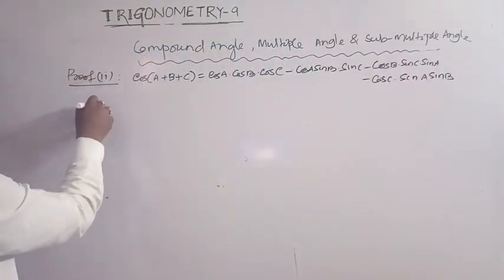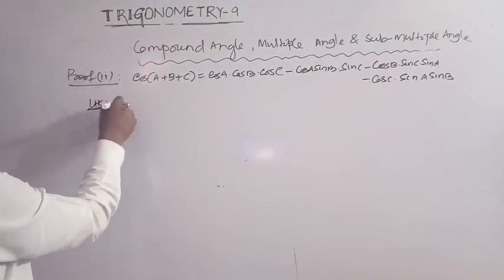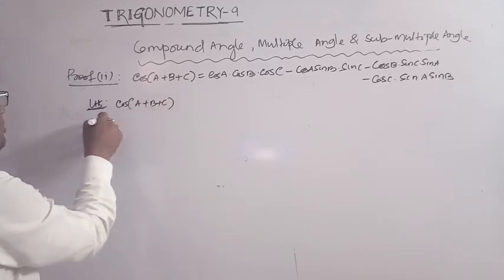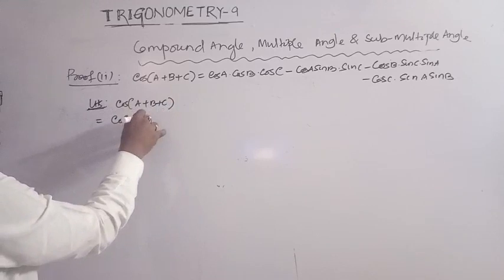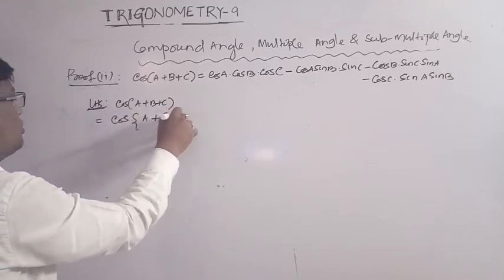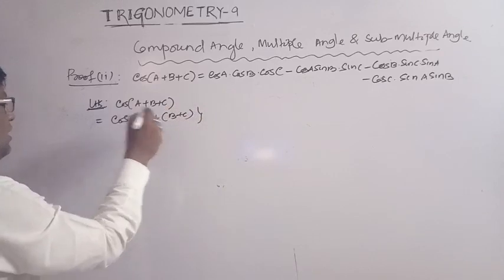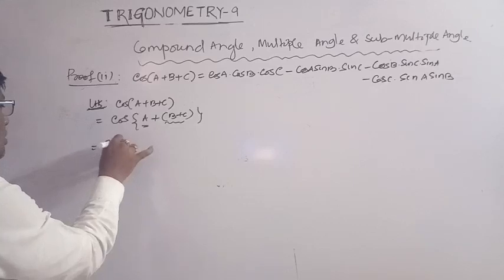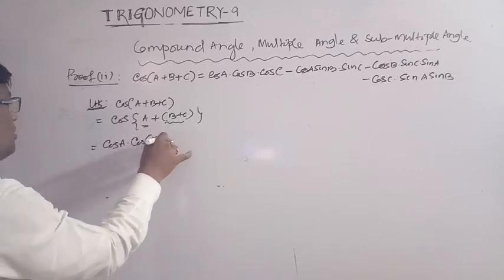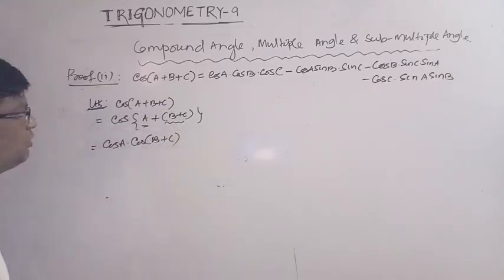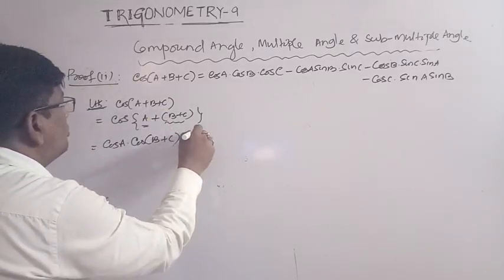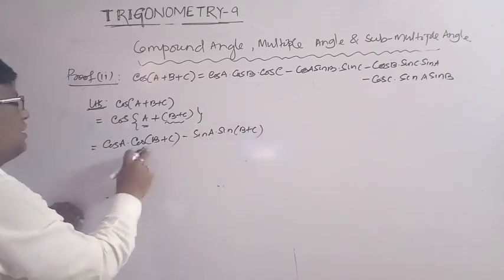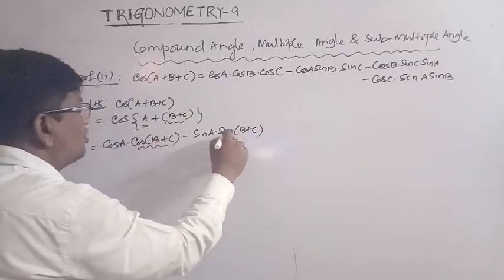So left hand side what here? Same concept, cos of a plus b plus c. Take cos of bracket, this is b plus c. Consider this is a and this is b. So cos a into cos b, where b means b plus c here, minus sin a into sin b plus c. Now expand this, and also expand this.